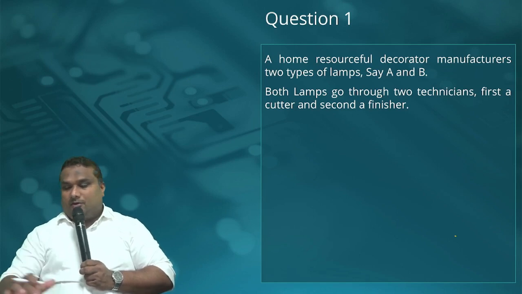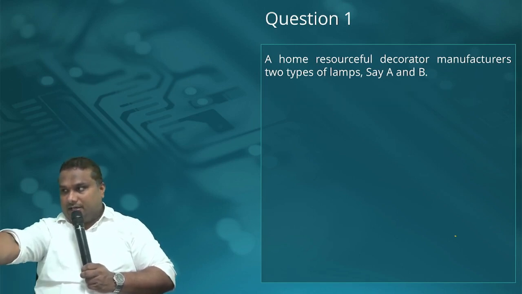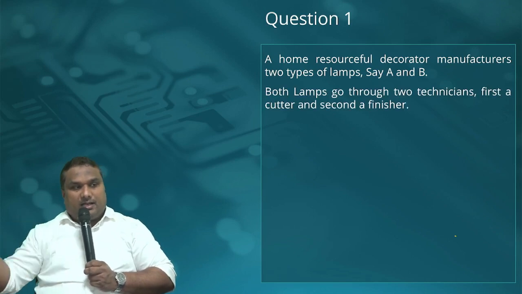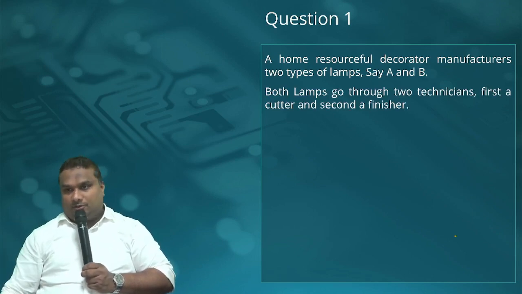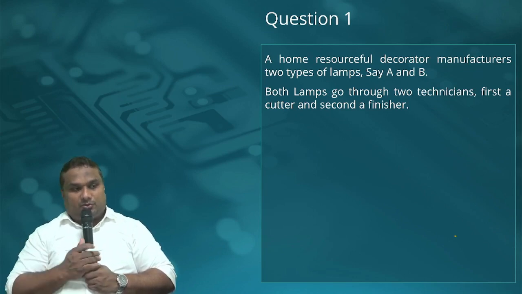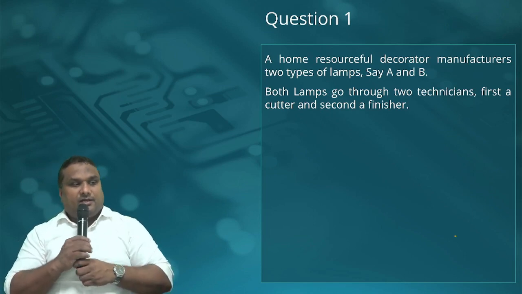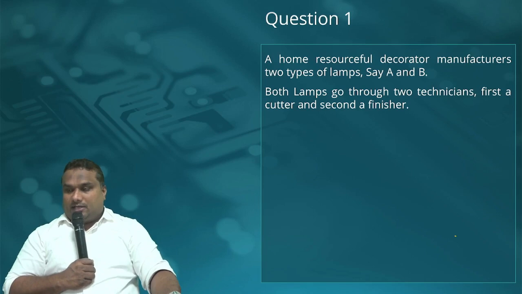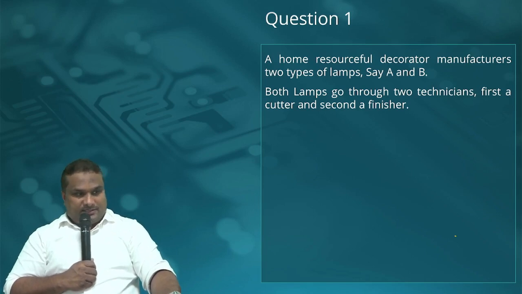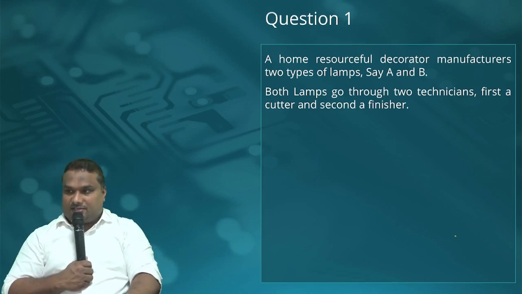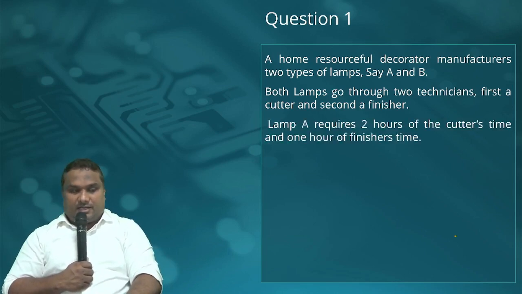Lamp A. Hello, are you here? Can you hear me? Okay. Now, both lamps go through two technicians. Please write at the same pace. Both lamps go through two technicians: first, a cutter, and second, a finisher.